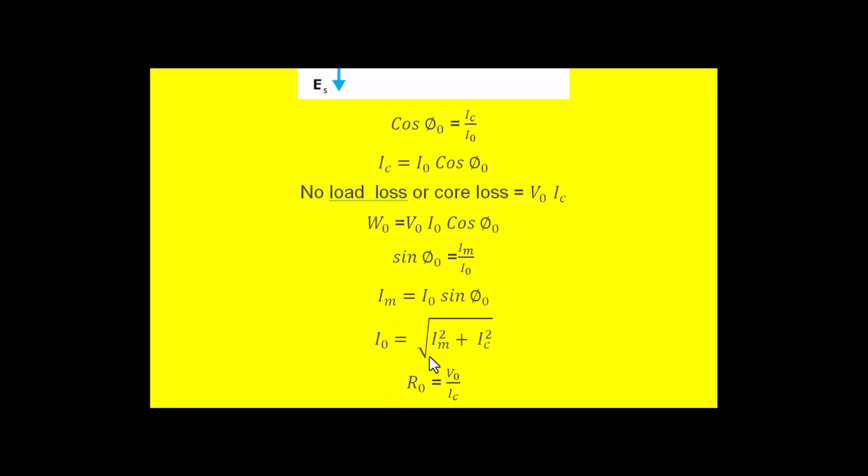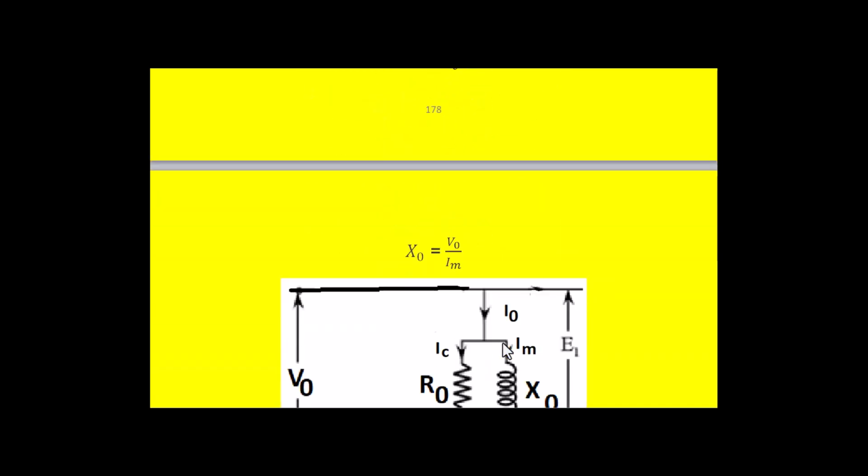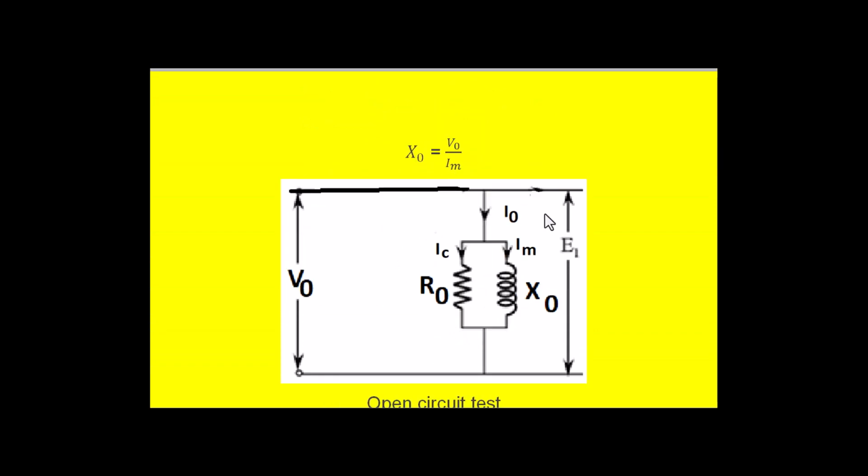So we can write I0 is equal to root of Im square plus Ic square. And once we draw the equivalent circuit for this condition, we get the equivalent circuit under no load condition for the transformer like this. This is the applied voltage and this is the no load current, and the no load current will have two components. One is the active component, the other is the magnetizing component. The active component flows through the no load resistance R0, whereas Im flows through the X0 value.